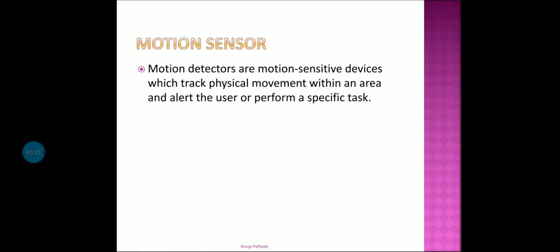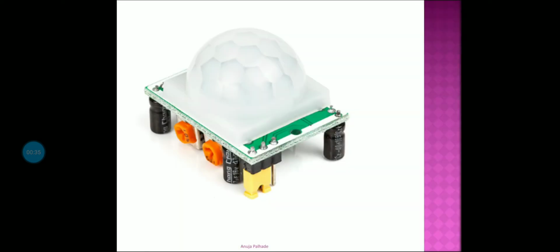What is a motion sensor? Motion detectors or motion sensors are motion-sensitive devices which track a typical movement within an area and alert the user to perform a specific task. This is the image of a motion detector. You can see a particular area specified with some distance and angle, and it has a specific range. If a human body or any object comes under that sensing distance, it is going to do the specific task.